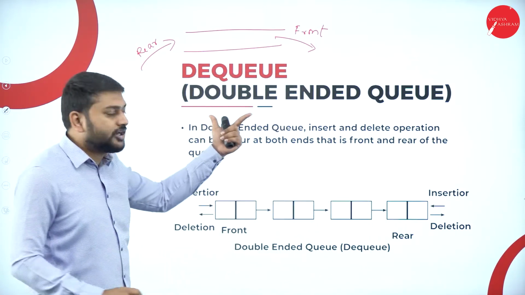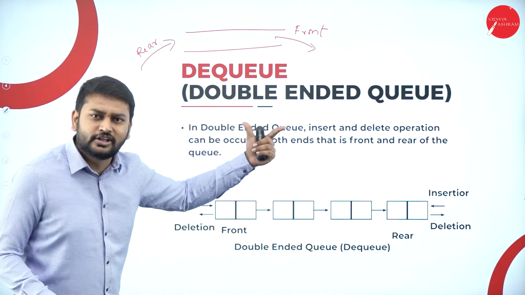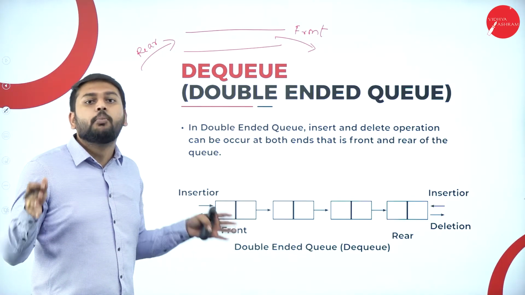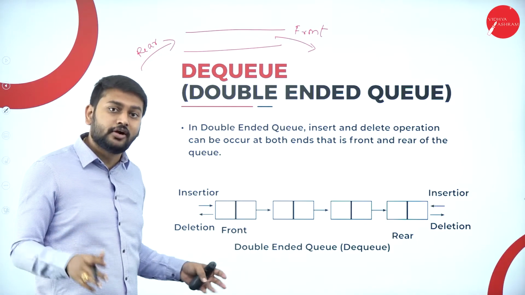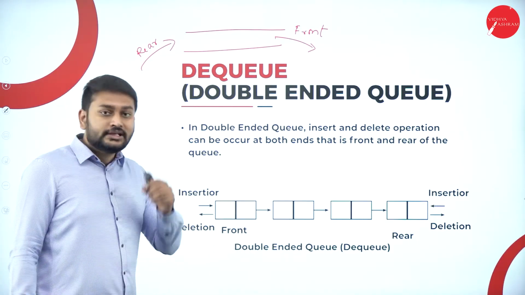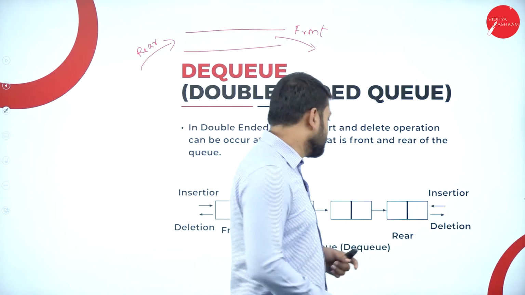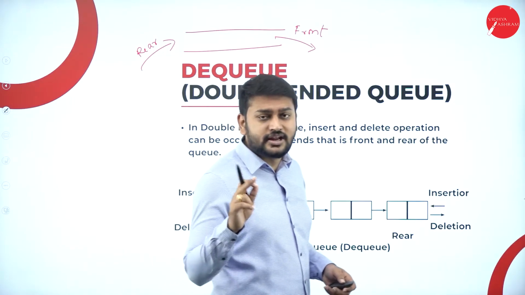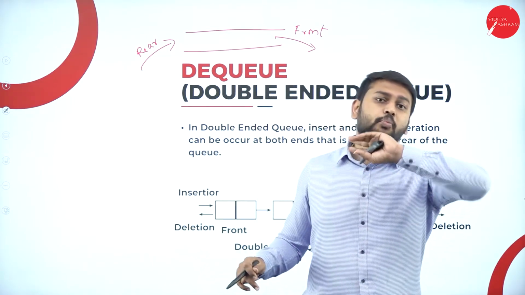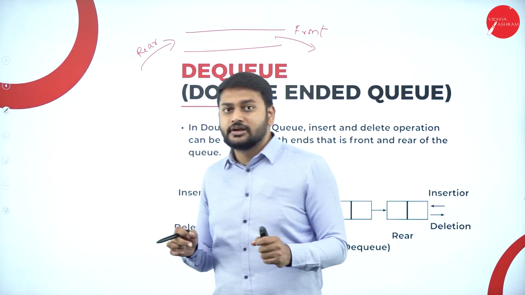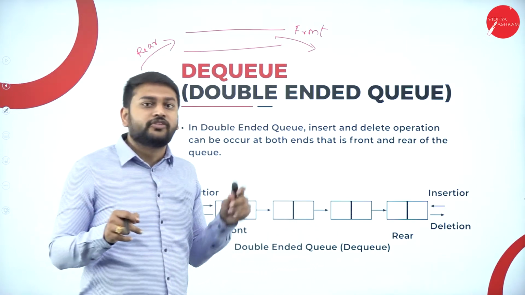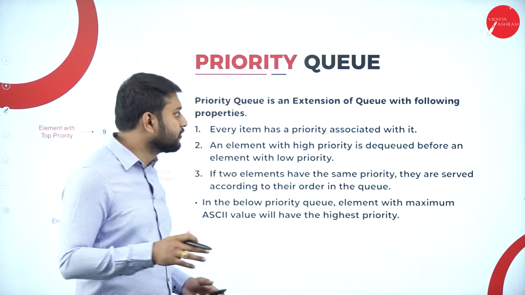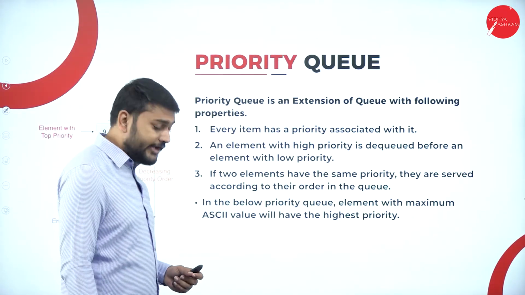But what is the meaning of doubly ended queue? Both insertion and deletion can happen at both the ends. That's the meaning of doubly ended queue, the speciality of it. Rest everything remains as it is. I repeat, insertion and deletion will happen at both ends. That's the unique concept of the doubly ended queue when we compare it with a simple queue. All right, moving forward to the next queue that I have, priority queue.